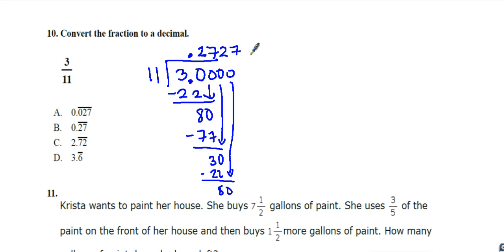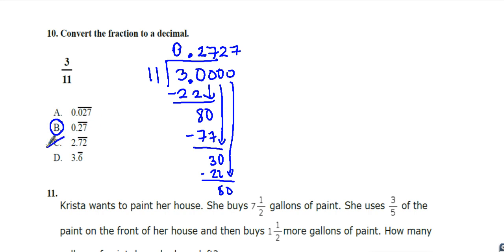27272727 forever. So this answer then will be repeating 0.27 repeating continuously. And so that's represented by B. The 0.27 is going to repeat over and over and over again. So I'm going to choose B.